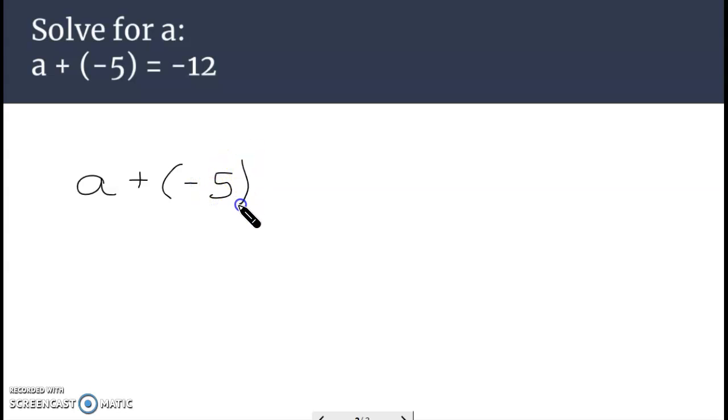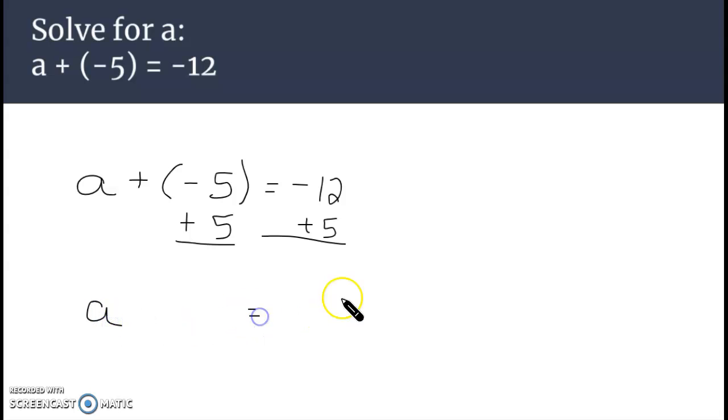Okay, when you have this situation, there's a couple ways to handle it. You always want to look at the symbol in front of the number that you're trying to move or deal with. Notice we have a plus, a minus 5. The minus 5 is telling us we want the opposite of minus 5. The opposite of minus 5 is a plus 5. So we can add 5 to both sides. And see, now we're left with a by itself.